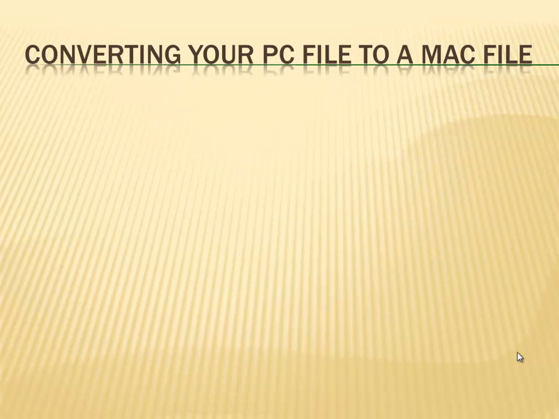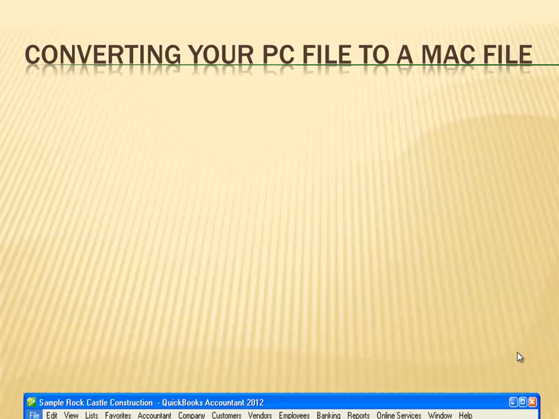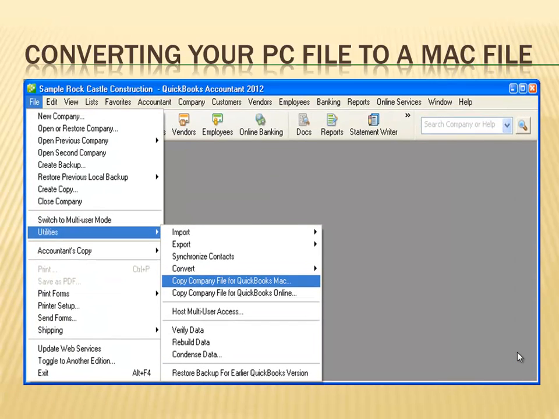Okay, converting your PC file to a Mac file. What you're going to want to do in your PC is go to File up in the left-hand corner. As you can see, go down to Utilities, and then it's as simple as Copy Company File for QuickBooks Mac. Click on that. Save it to a flash drive, however you like to do it, but a flash drive would be my recommendation, and then you can bring it over and put it into your Mac.